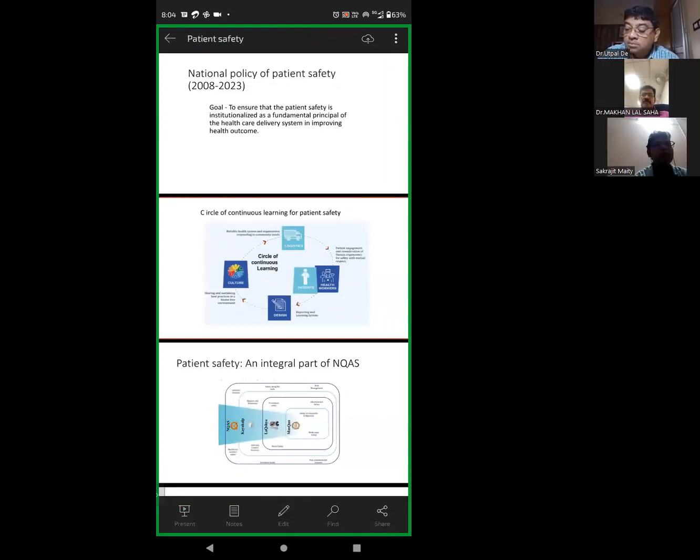It is a circle of continuous learning for patient safety. It is taken from the framework of the Ministry of Health and Family Welfare. It is a continuous circle of learning of patient safety. At first, patient and health workers are engaged in confidence.